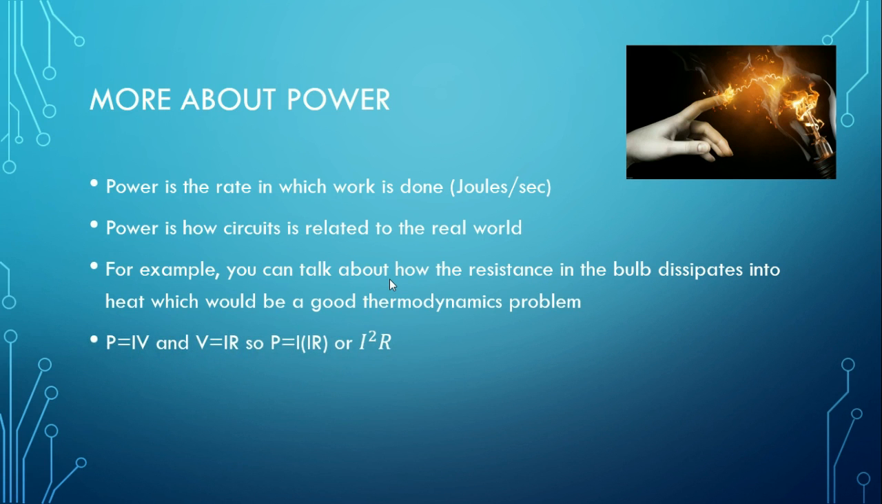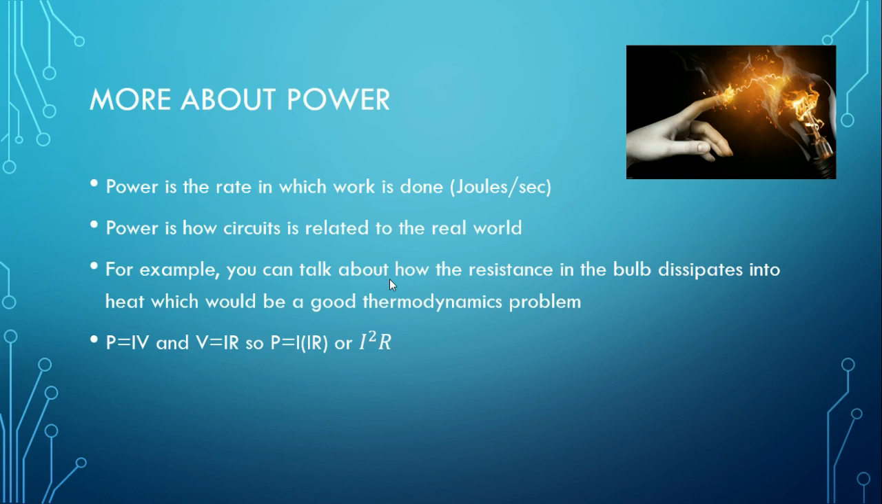So now that I told you P equals IV, there are other formulas for power. Since we know V equals IR, we can substitute the V for IR. So P equals I times IR. So power could equal current squared times resistance. So this is another way you can solve for power.